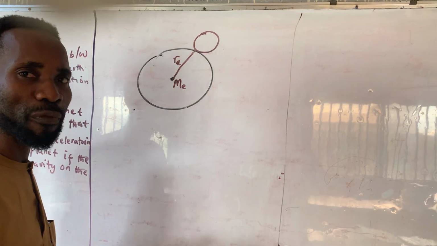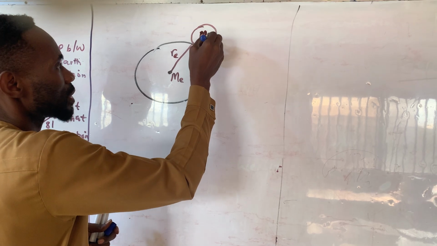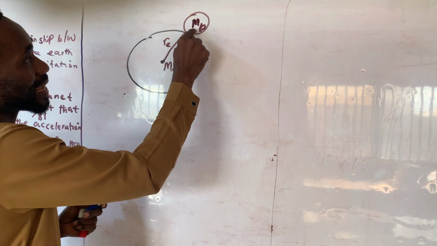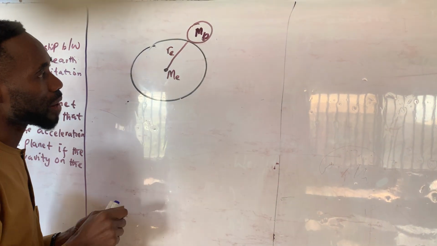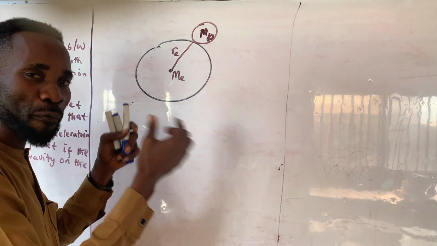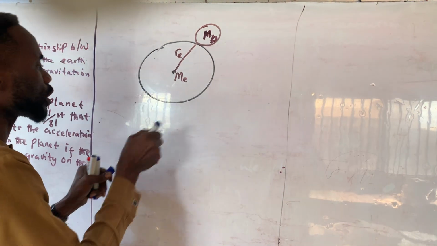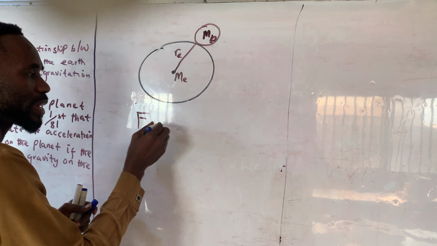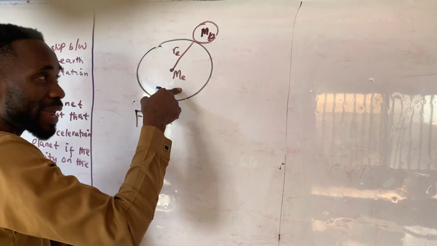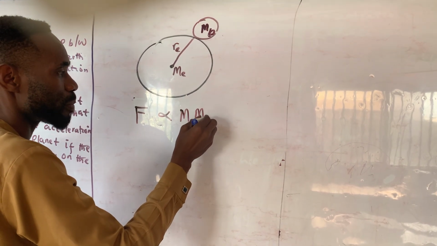Now, from Newton's universal law of gravity, the mass of the body is also concentrated at the center of that body. According to Newton's universal law of gravity, we know that there exists a force of attraction between this body and the Earth. So, according to the law, the force is directly proportional to the product of the masses, which is the mass of the Earth and the mass of the body.